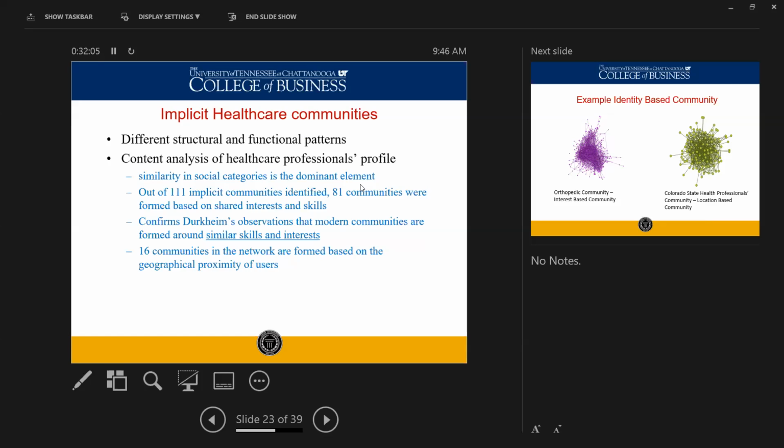The 16 communities in this network were formed based on geographic proximity. They were actually geographically close to each other. Based on the profile, we found that they were based on the geographic proximity. The others were based on the similarity in their interest.